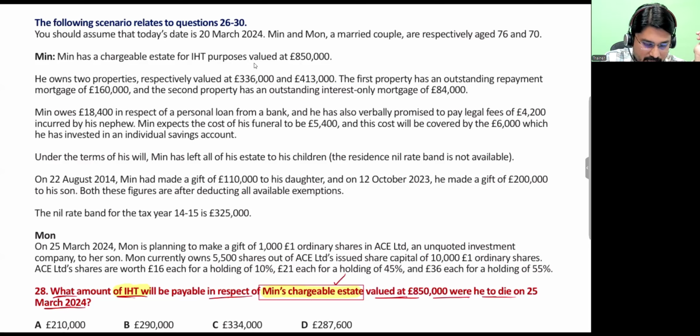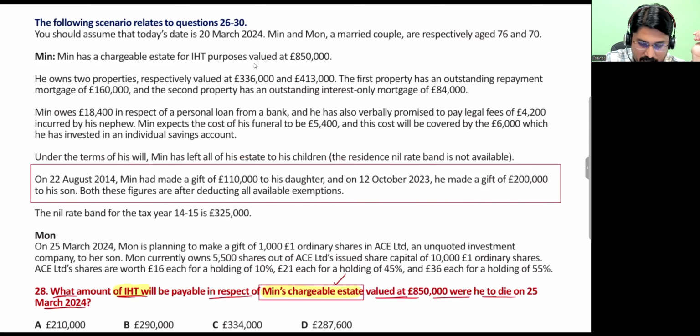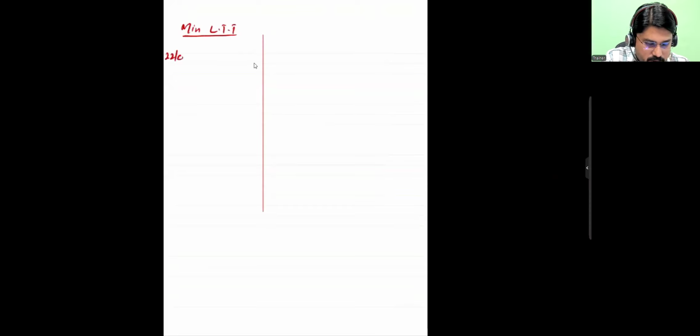Here we have the lifetime transfers: on 22nd August 14, he made a PET, and on 12th October 23, he made a PET. Both these amounts are after available deductions. So I'm guiding you in a bit more detailed working, basically breaking it into two. First of all, we will talk about lifetime transfers. The first asset is transferred on 22nd August 2014. That is a PET valued at 110,000. As it's a lifetime transfer, it will remain exempt at the time of transfer.